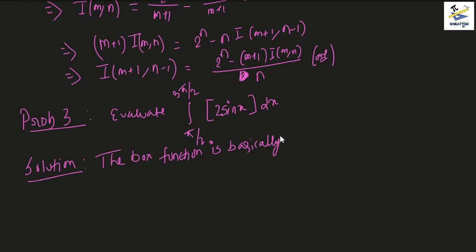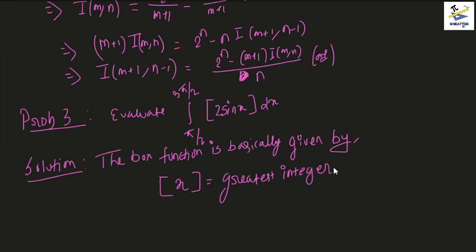The box function is basically given by box of x, which means the greatest integer less than or equal to x. Understand it carefully: whenever you have the box function, which is also called the greatest integer function or the GIF function, it means that you are going to find the greatest integer that is less than or equal to x.